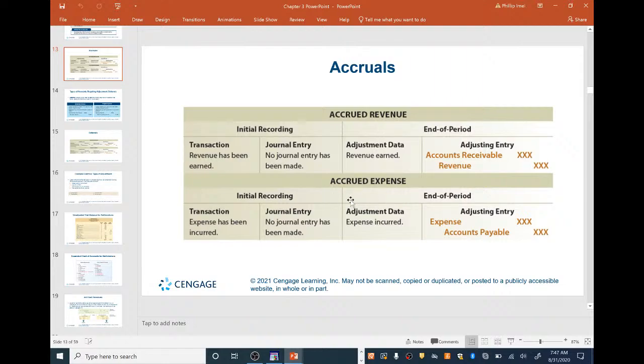Let's talk about accrued expenses, okay? The initial recording of it. The transaction, the expense has been incurred, okay? So in this case, let's say that we are receiving supplies from a supplier, right? And we are going to pay them on account. So we have an account set up with them. They lend us a line of credit because we're faithful to pay our bills. So they've sent us $1,000 worth of supplies during the month of January. So at that point, the expense has been incurred, no journal entry has been made. Okay, now at the end of the accounting period, however, I don't owe them until the month of February. So I need to account for the fact that I've incurred an expense and then in the accounts payable, okay?